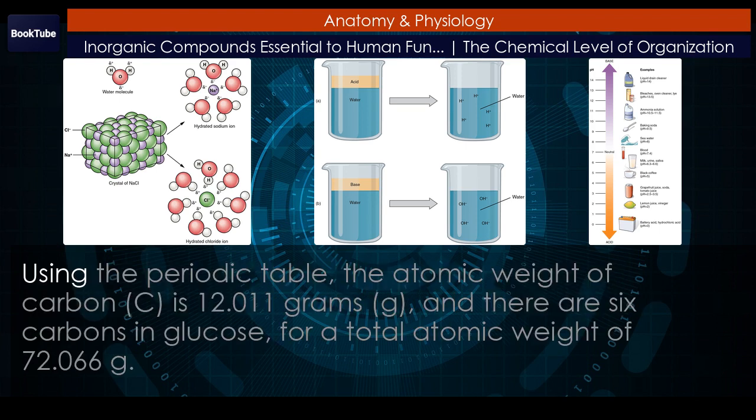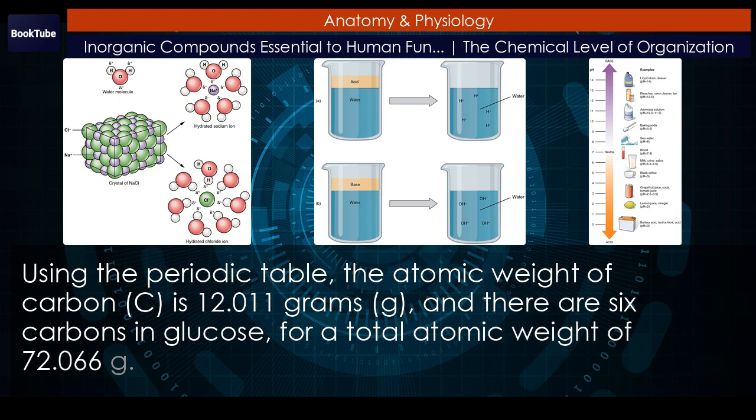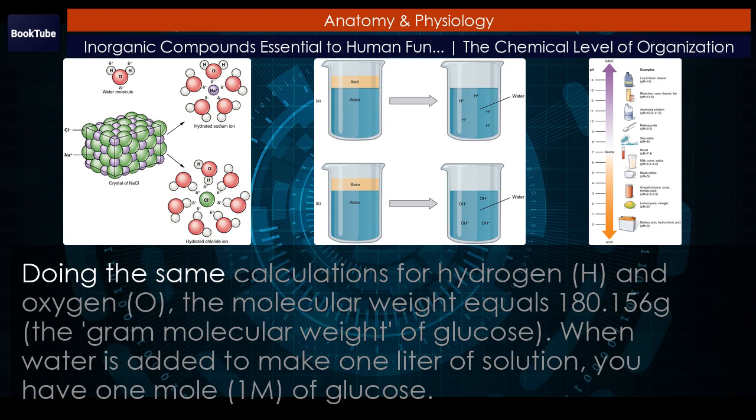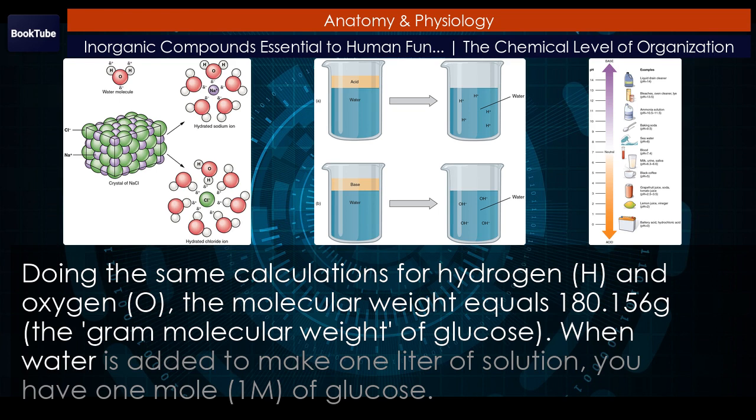C6H12O6. Using the periodic table, the atomic weight of carbon, C, is 12.011 grams, g, and there are 6 carbons in glucose, for a total atomic weight of 72.066 grams. Doing the same calculations for hydrogen, H, and oxygen, O, the molecular weight equals 180.156 grams, the gram molecular weight of glucose. When water is added to make 1 liter of solution, you have 1 mole, 1 M, of glucose.